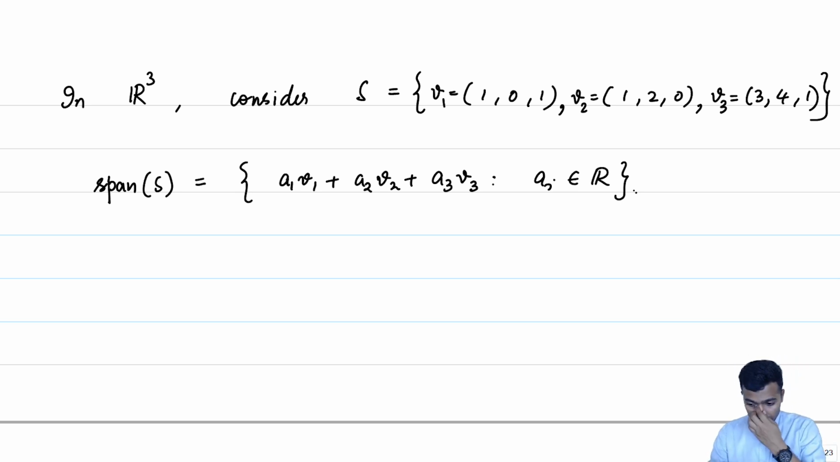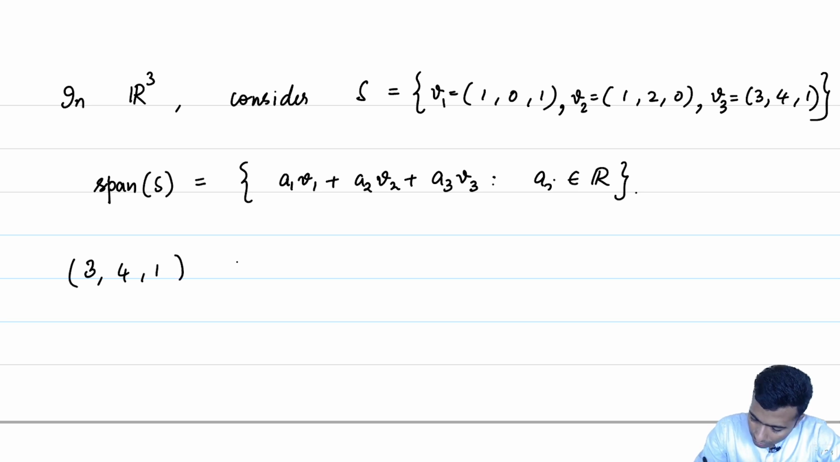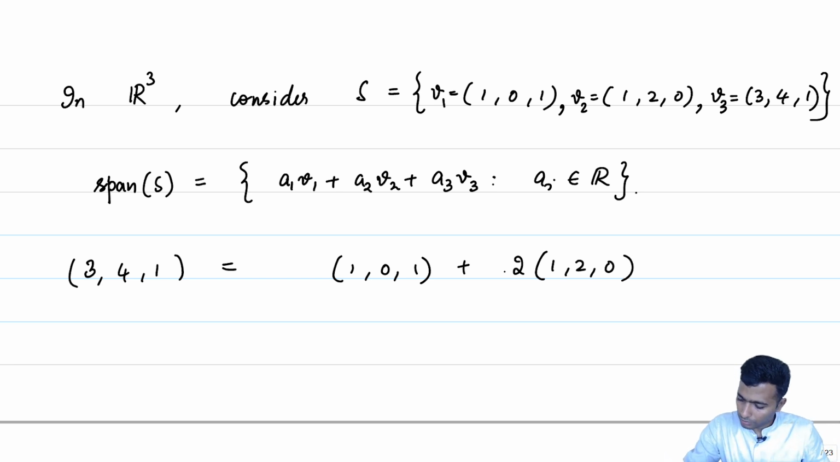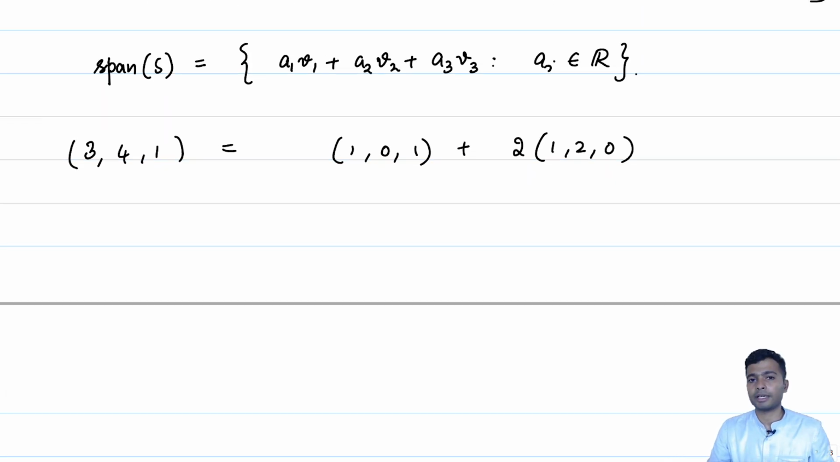But let us carefully look at the set S. The vectors V1, V2, V3 are in some sense satisfying some relation. If you carefully observe, (3, 4, 1) is just 2 times (1, 2, 0) plus (1, 0, 1): 2 plus 1 is 3, 2 times 2 plus 0 is 4, 2 times 0 plus 1 is 1. Yes, exactly. So this is basically V3, this is how the expression is, right.